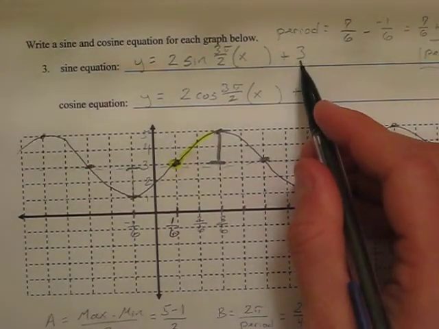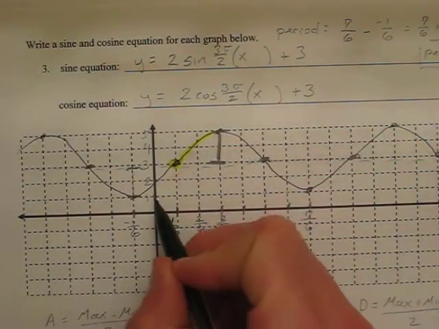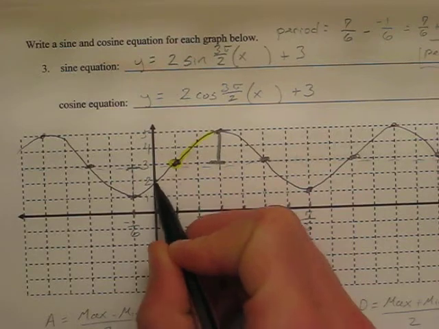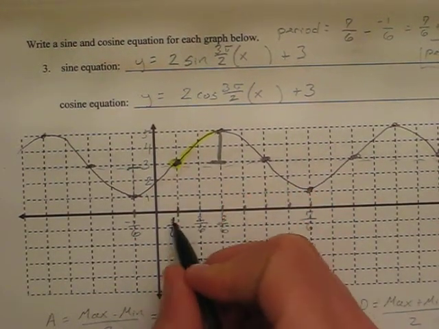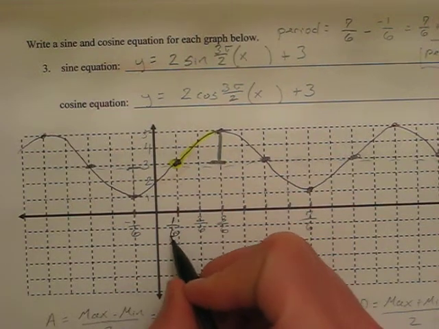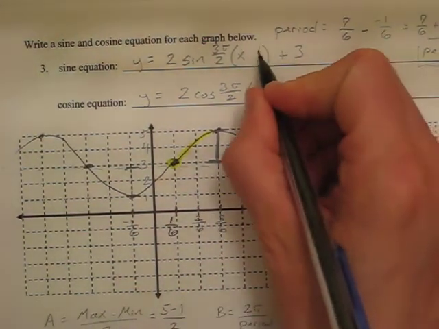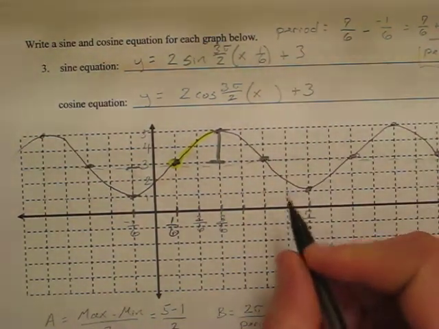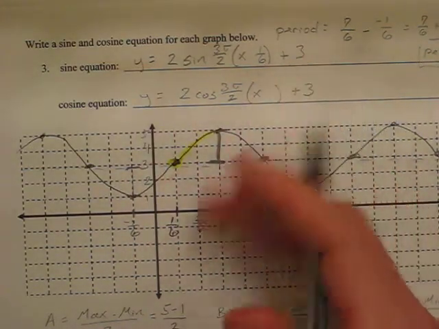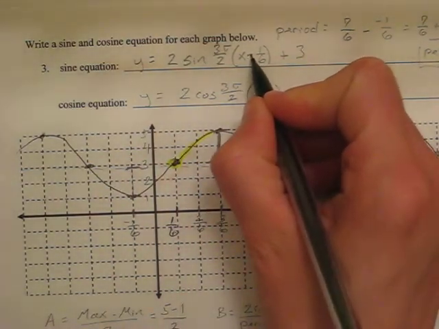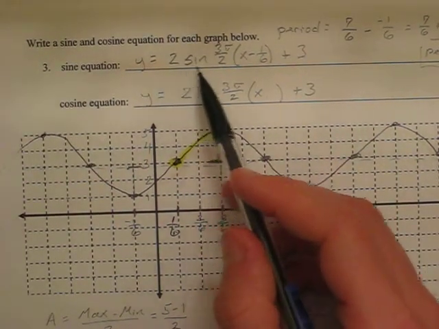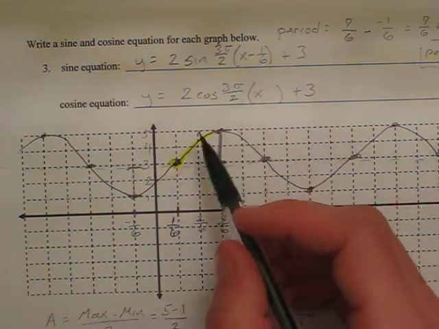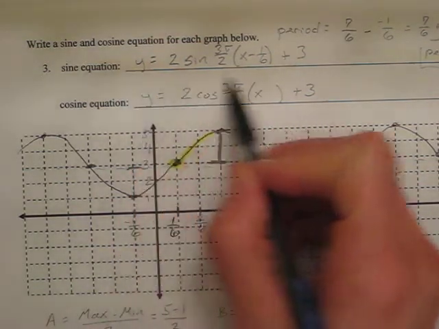The vertical shift is already there with +3 because we shifted the parent function up 3. Now, this graph has been horizontally shifted 1 unit, or 1/6. That determines what goes right there, and it's shifted to the right, so we show that with a subtraction sign. That's just like our generic transformation. So this is one possible equation that I could have, and this would be your answer.